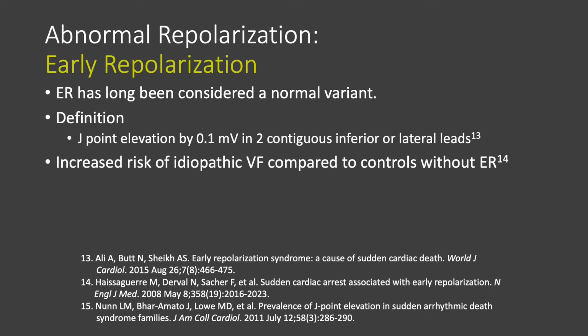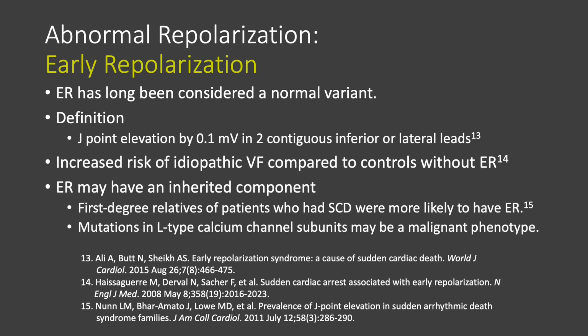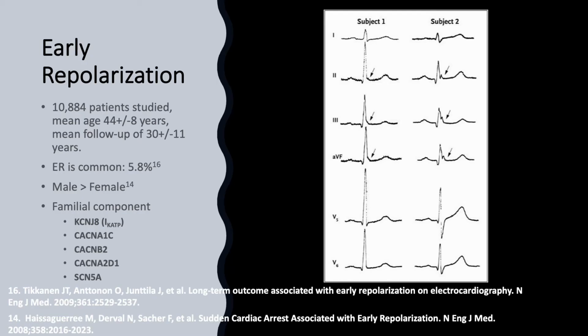Patients who have early repolarization on their ECG are at an increased risk of idiopathic ventricular fibrillation. And early repolarization may have an inherited component. Early repolarization is common. In this study of more than 10,000 patients, it was present in almost 6% of them. Some gene mutations have been implicated in early repolarization, such as L-type calcium channel subunits, the ATP-dependent potassium channel, and SCN5A.